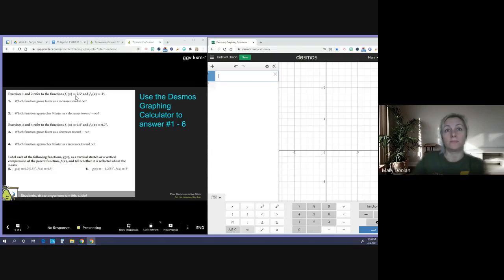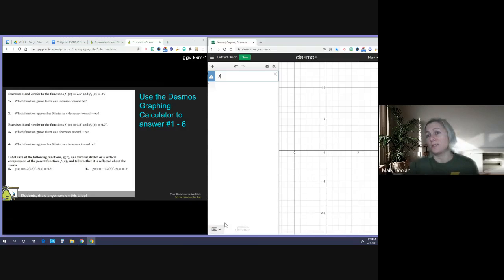So f sub 1 of x. You see how it has that little 1 right here, and there's a little 2 right here. You don't have to type that. The reason that's there is to differentiate that they're different. They're not both f of x, because they actually equal different things. So if you don't want to do a subscript, you could call one f of x and call the other one g of x. Or if you want to do the subscript, you can. Let me see where the subscript is.